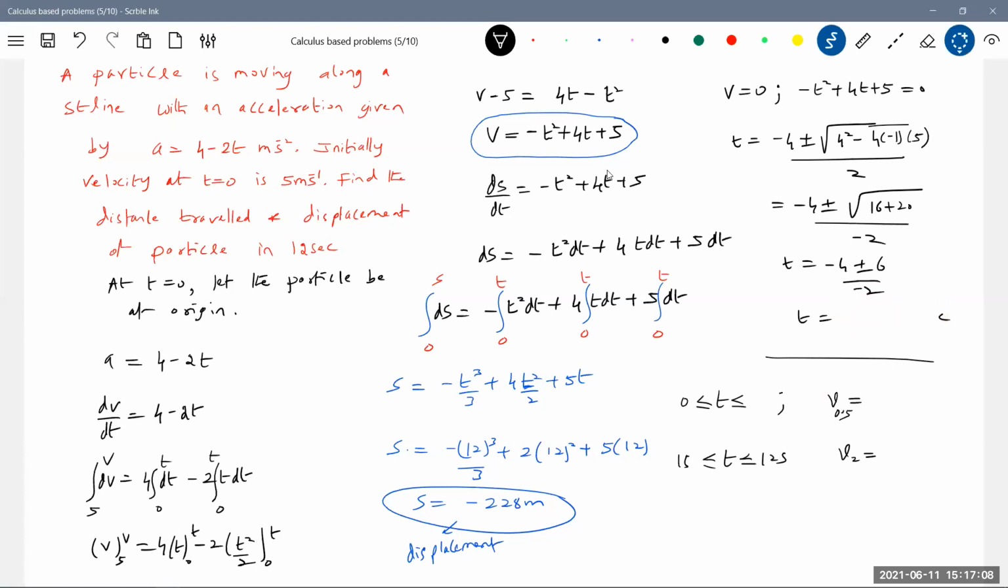Then I have to change everything. Minus 4, somebody give me minus 6. Sir, t is equal to minus 1 or 5 seconds, sir. At t equal to 5, v will be 0, sir. 5 seconds and minus 1 second. Negative sign should not be taken.